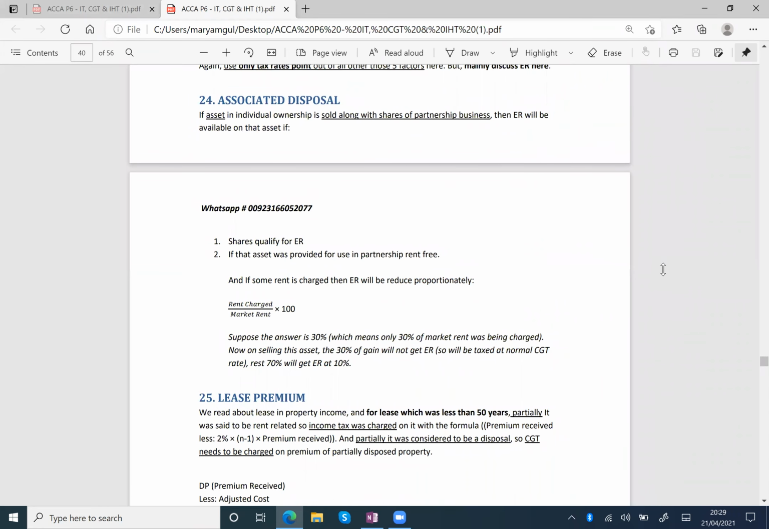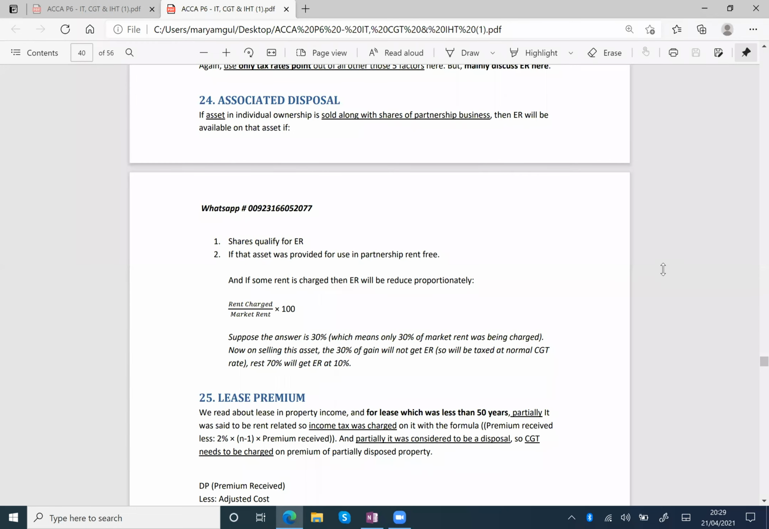So, CGT, last topics. Two to three topics are remaining. Associated disposal in the CGT topic. What is the meaning of associated disposal? Firstly, I will give you an example and then we will read what is the actual topic.